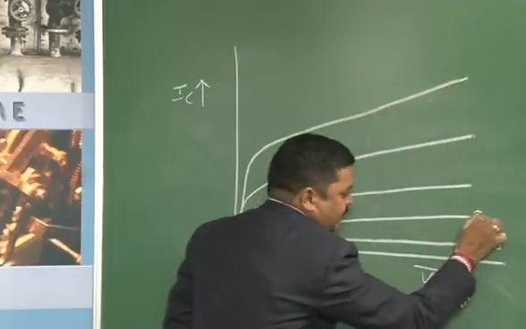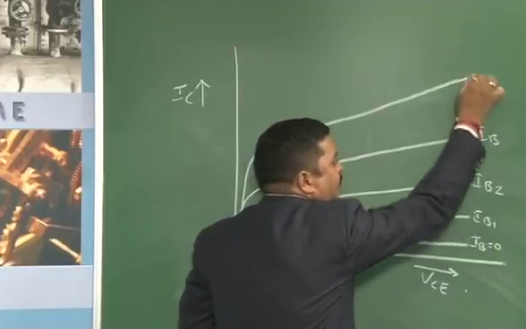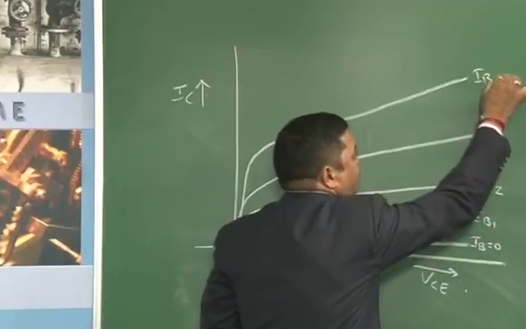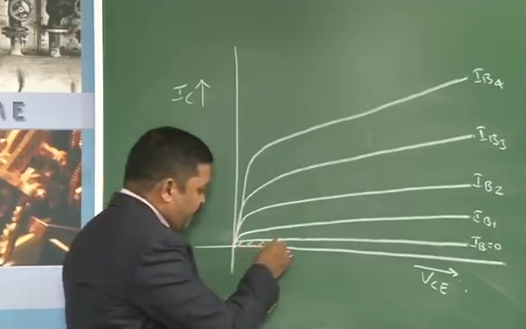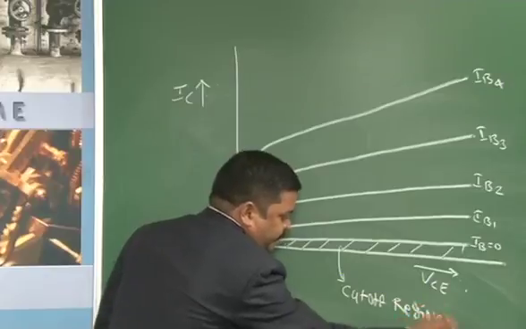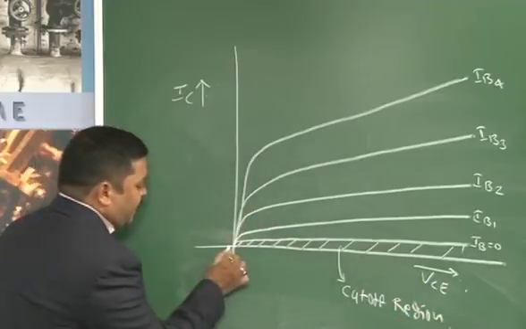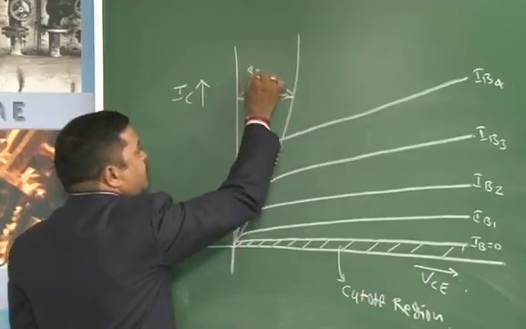Let me call this IB1, this IB2, IB3, IB4. In this region below IB equal to 0, the region is called the cutoff region. We have already discussed this cutoff region. Then the region on this side is called the saturation region.